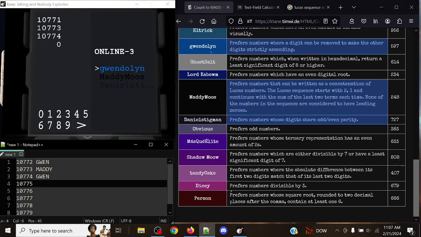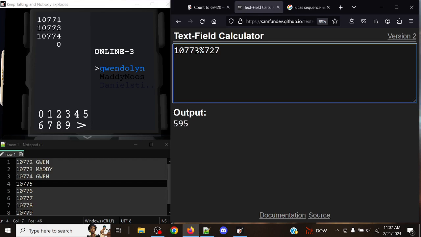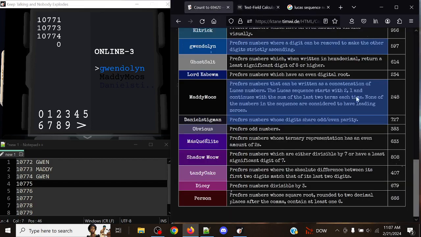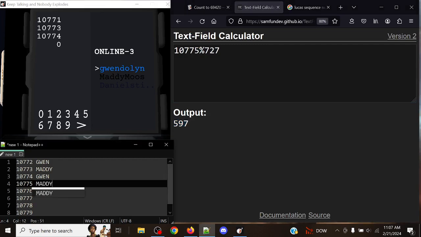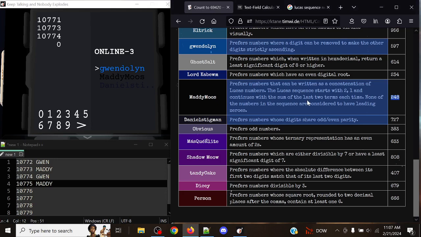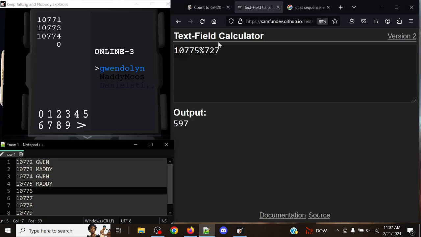So now we know for a fact that Gwen will not be typing the next number, and it's going to be between these two once again. So 75 is a 597, and we're forced to have a modulo, and the 248 will have a modulo that is below 597, so Maddie will automatically be typing this. So in this case, this one's actually really easy because none of the preferences apply whatsoever. So Maddie will be typing the next number.